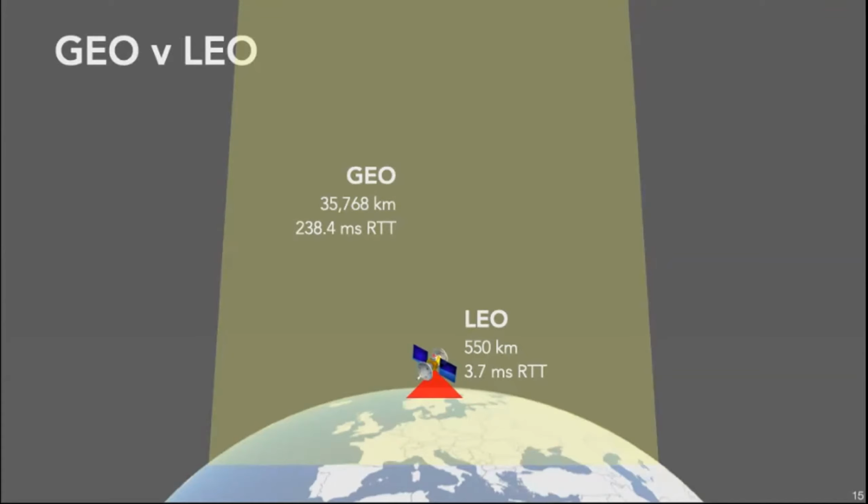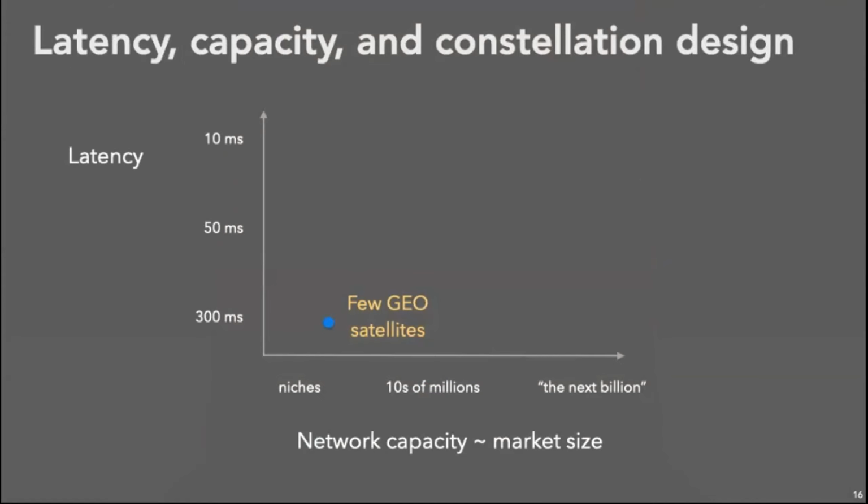We'll use a schematic again to look at the design space here. On the x-axis is some notion of coverage, network capacity, market size. It's deliberately loose. And on the y-axis is the latency that the network provides. There are at least two incumbent providers that use a handful of GEO satellites to serve about 1 million customers, providing latencies of about a few hundred milliseconds.